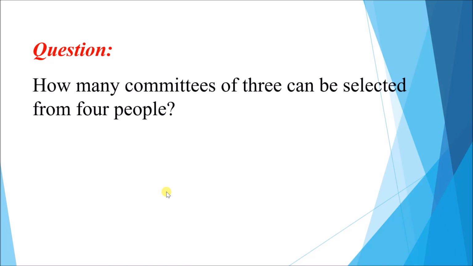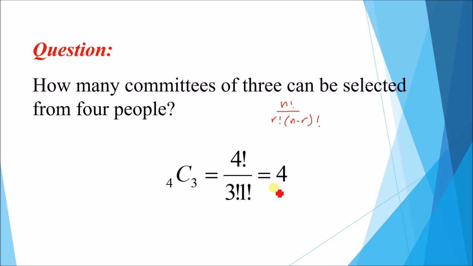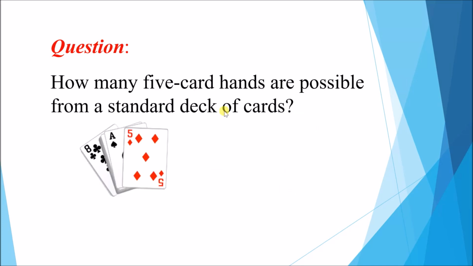How many committees of 3 can be selected from 4 people? Again, committees, kahit sinong unang piliin mo from 4 people, it doesn't matter pagdating sa committee. Order doesn't matter. So basically, we have a combination of 4 objects taken 3. So gagamitin lang natin again n factorial all over r factorial quantity n minus r factorial. So you will arrive at 4 if you will follow the process of cancellation. Tuloy natin sa iba pang problem.